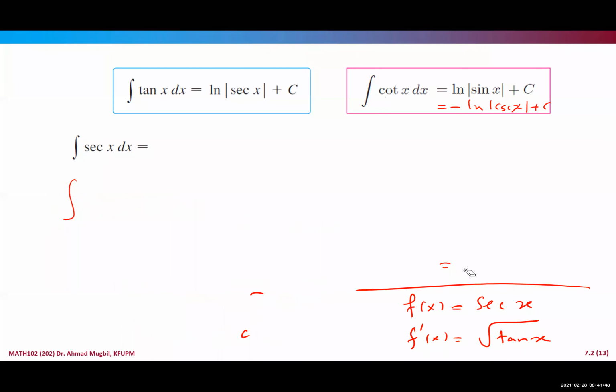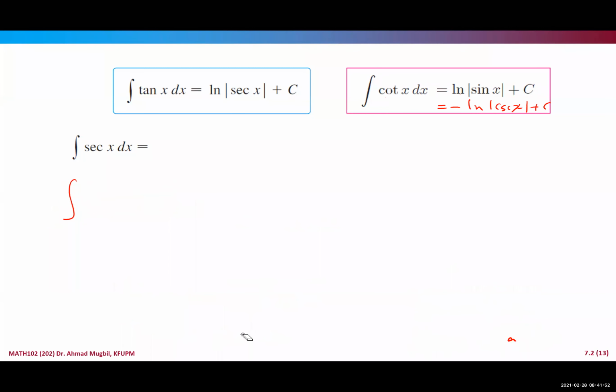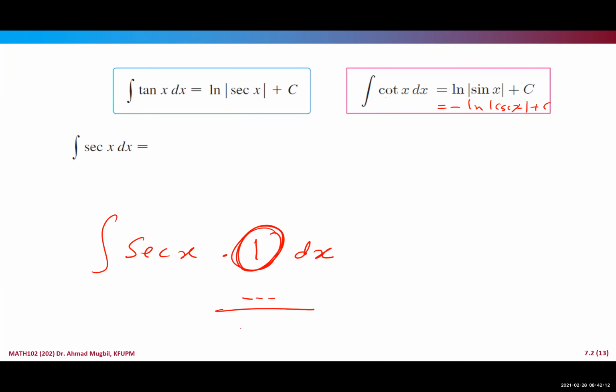Okay. So now there is a nice trick here to find this integral. I don't think that it will come easily to your mind, but there is a nice trick. Is there a problem if I multiply secant by 1? Is the value going to change? No. The value of the integral will stay the same. But what is the best one that I can use here? I need to use something over something else. What am I going to use?